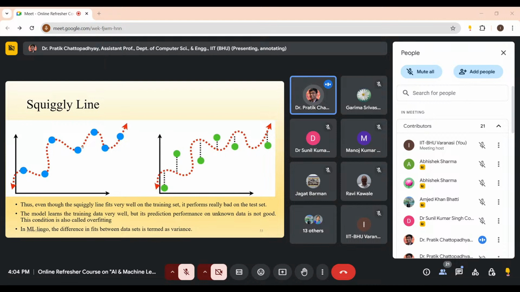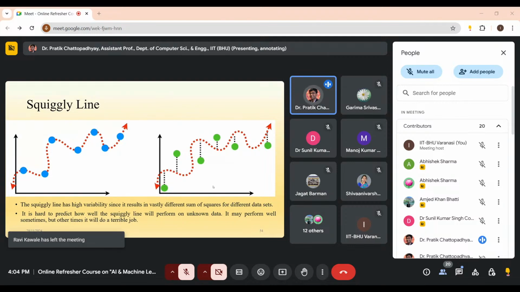Okay, so this property of a machine learning model, that it has high variability in prediction. For some data sets it is giving very accurate prediction, but if the data set changes, its prediction is suffering a lot. So there is a lot of variance in the prediction. We call this term variance.